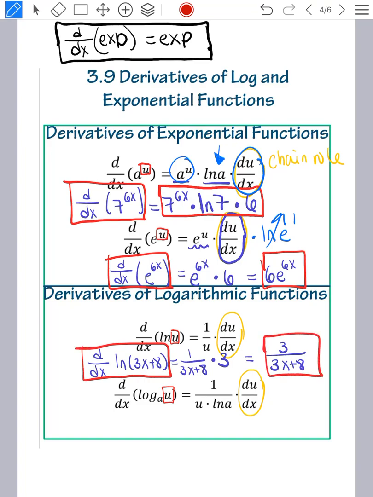Okay, and then again we have that slight difference if the log is not natural log, if it's some other base. So say I'm going to take the derivative of log base 6 of 3x plus 8. Well, the derivative of that is going to be 1 over u, so 1 over the argument, 3x plus 8, times, there's some other constant in the bottom, natural log of a, so times natural log of 6, because 6 is the base, and then times the derivative of the inside, so times 3.